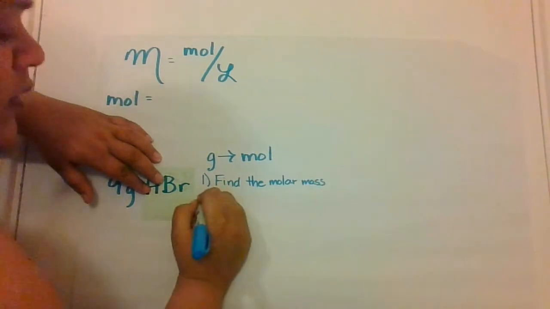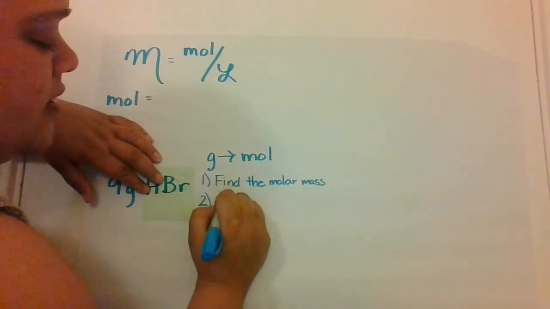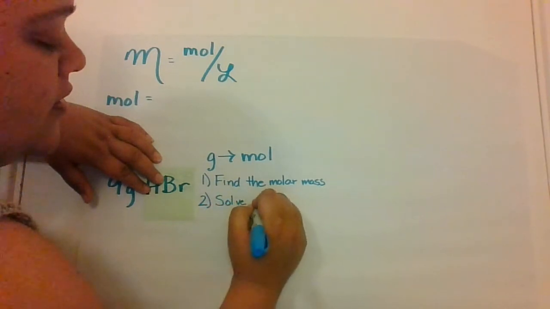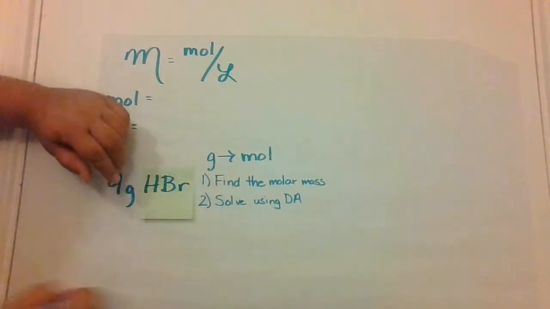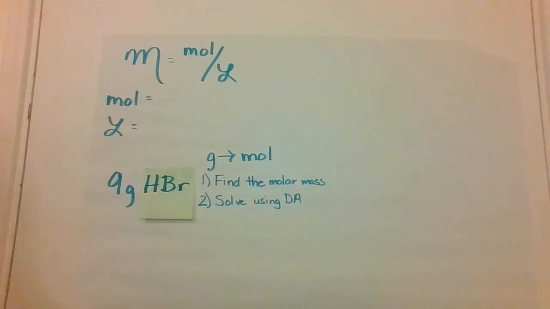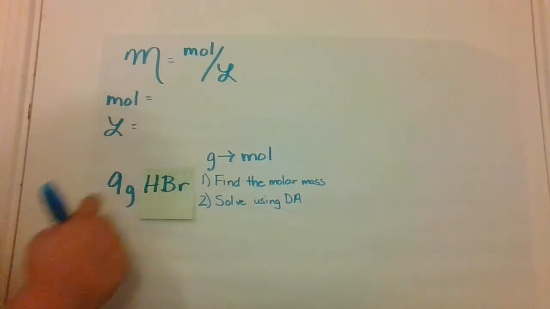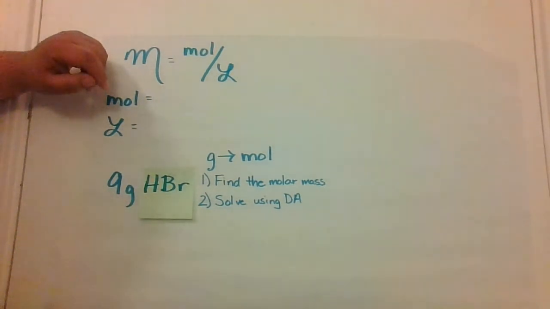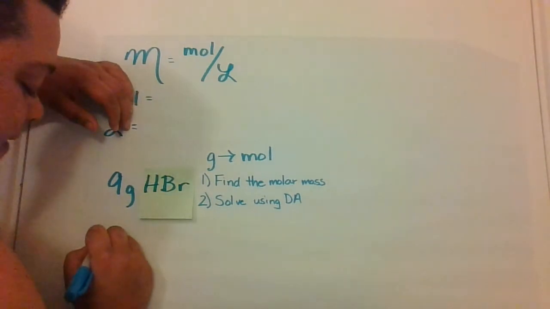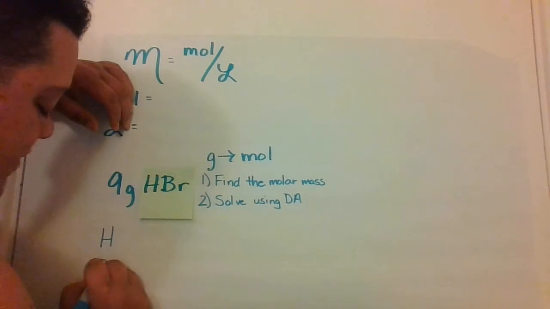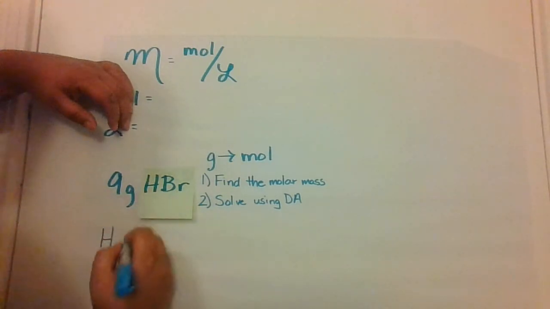Okay. And then, of course, step 2, we're going to follow up with solve using dA. And for those of you who this might be your first video, dA is dimensional analysis. So let's go ahead and take a look at our periodic table and find the molar mass for HBr. Okay? So if we're doing that, we're going to say we have a hydrogen, we have a bromine, and we have just one of each.